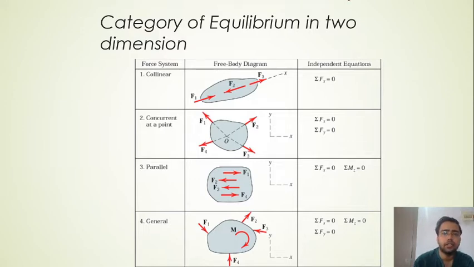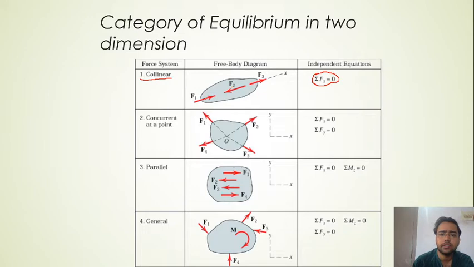Now let us see the category of equilibrium in two dimensions. So there are some categories of equilibrium in two dimensions. First one is collinear. So collinear means, suppose all the forces acting over a body act in a single line, right? Whether they are in positive direction, negative direction, it doesn't matter, but they should act in a single line. In that case, how many equations can we make? We can make only one equation, that is sigma Fx is equal to 0.